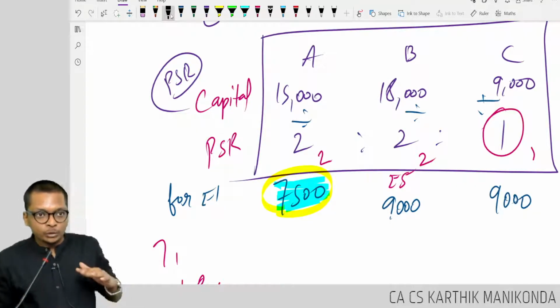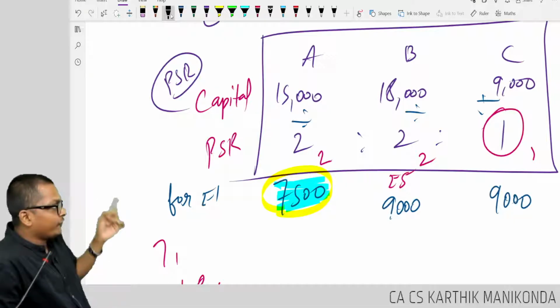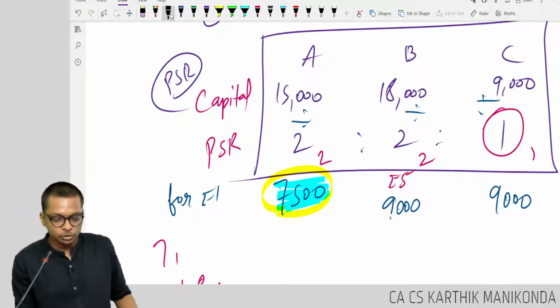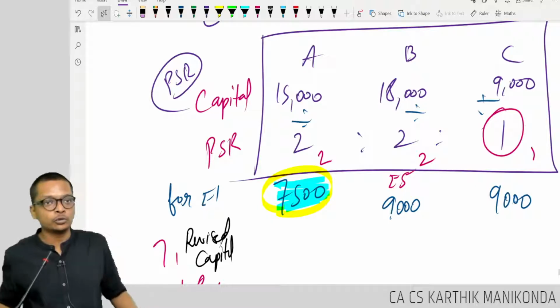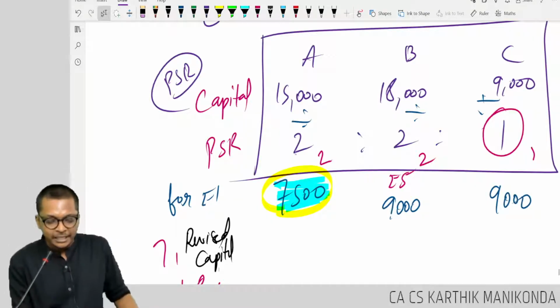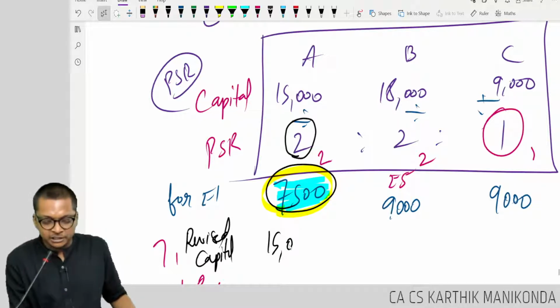So what should have been the capital if the capital is in the ratio of 2:2:1? I will write revised capital. If capital is in the ratio of 2:2:1, how to find that? If I need 2 rupees profit, for 1 rupee profit I am giving 7,500. Then for 2 rupees I should invest how much?